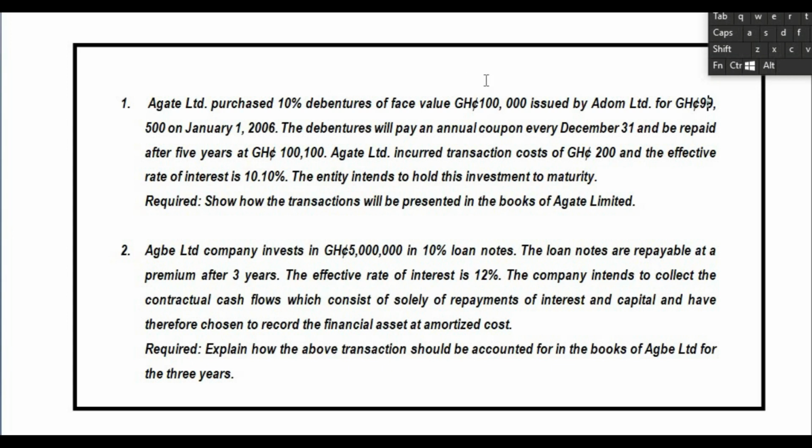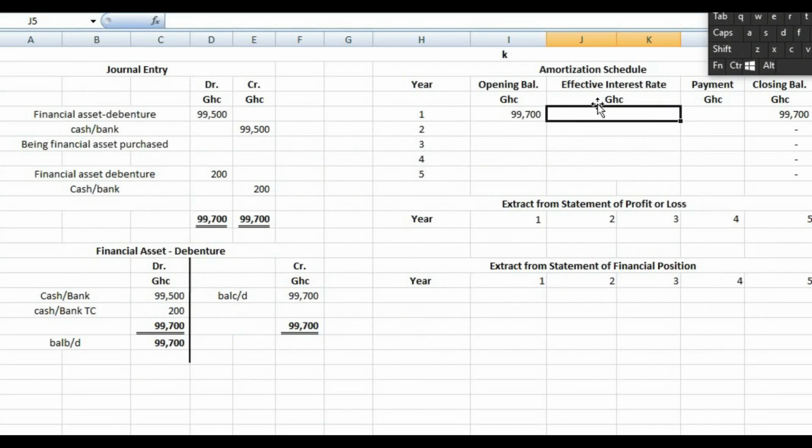Alright, so 10% on 100,000 is 10,000. But the effective interest rate is charged on the opening balance of the financial asset. Let's bear in mind, since the payment of the coupon is in arrears, the financial asset will grow before the coupon is paid. That is why we have the interest rate coming first before the payment. So the interest is going to be 0.101 times 99,700. Let's try and round our figures to the nearest whole number.